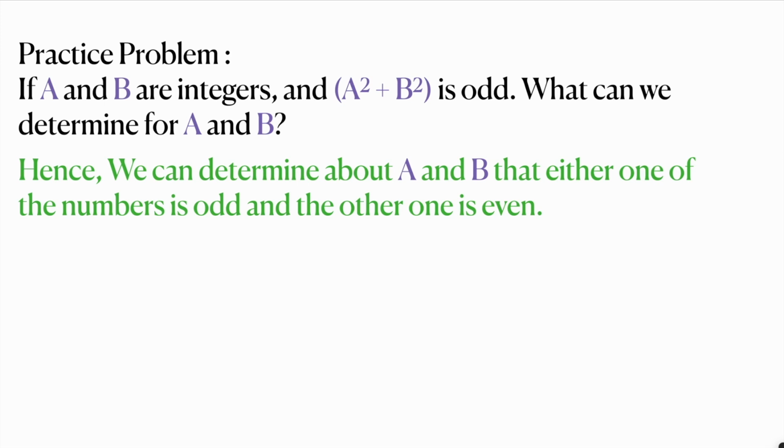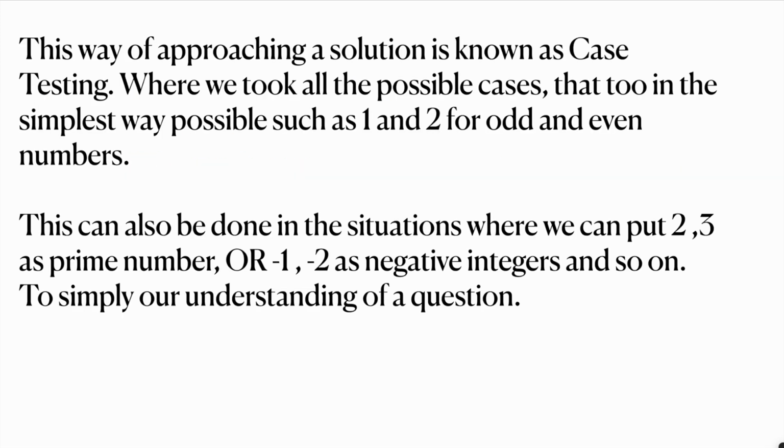So how will we write this? Hence we can determine about a and b that either one of the numbers is odd and the other one is even. This way of approaching a solution is known as case testing, where we look at all the possible cases, that too in the simplest way possible, such as 1 and 2 for odd and even numbers. This can be done in situations where we can put 2, 3 as prime numbers, or maybe -1, -2 as negative integers, and so on, to simply understand the question.